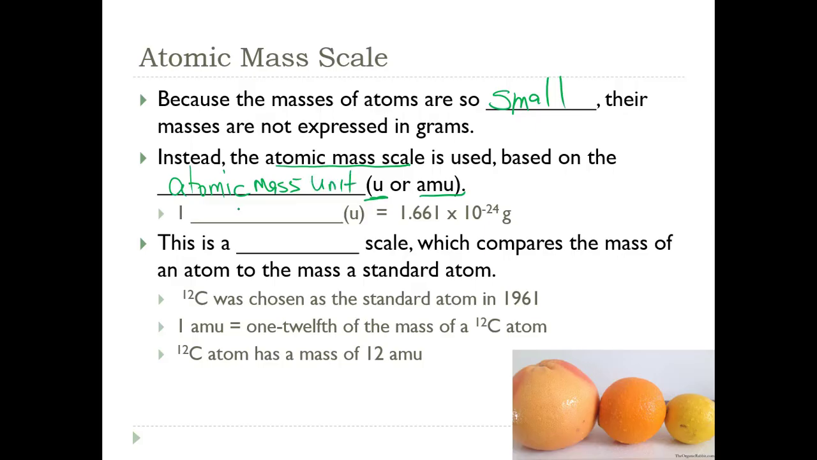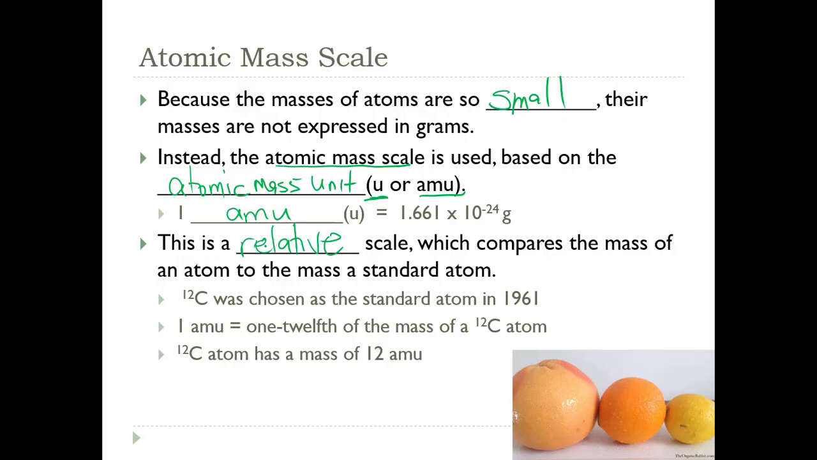And so one atomic mass unit, or 1 AMU, is equal to 1.661 times 10 to the negative 24th grams. And so if we needed to express the mass of atoms in grams, we could convert using this conversion factor. But the atomic mass unit scale, or the atomic mass scale, is a relative scale. So this is a relative scale which compares the mass of an atom to the mass of some standard atom.